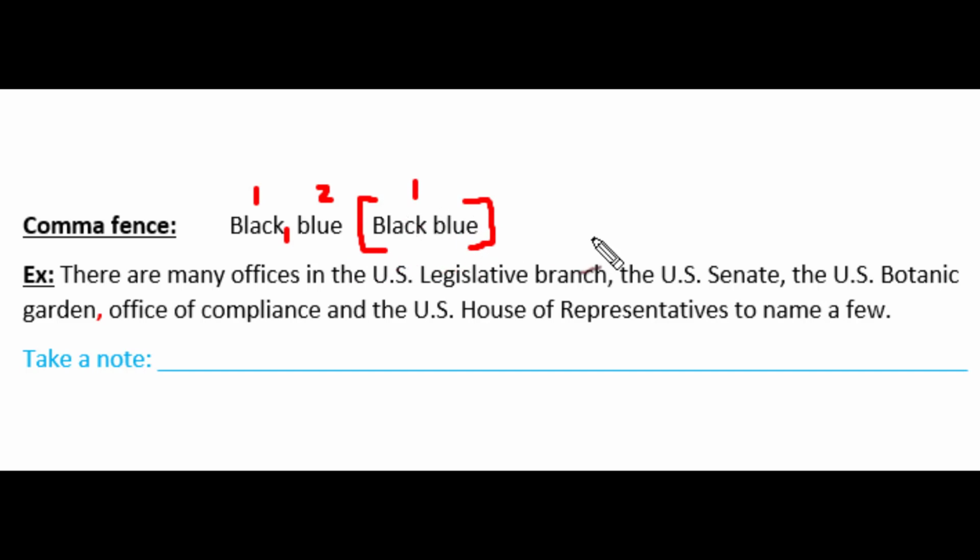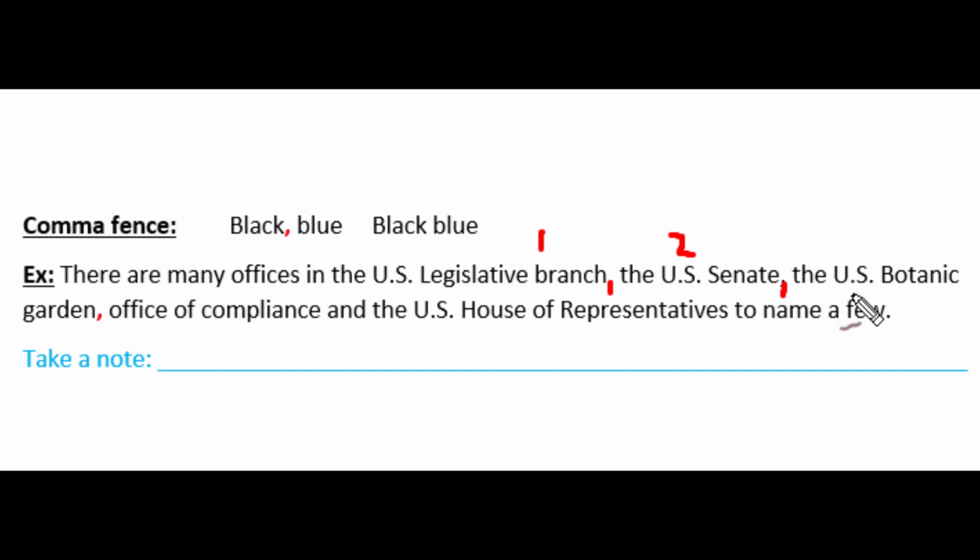Remember, commas are like fences. You have to ask yourself which is going to be on which side. Are they going together or are they completely separated? Let's take a look at an example so you can see an illustration of how you'll see this on the test. There are many offices in the U.S. legislative branch. The U.S. Senate has a comma, so the U.S. Senate and the legislative branch are two different things. That's why you separate them by a fence.